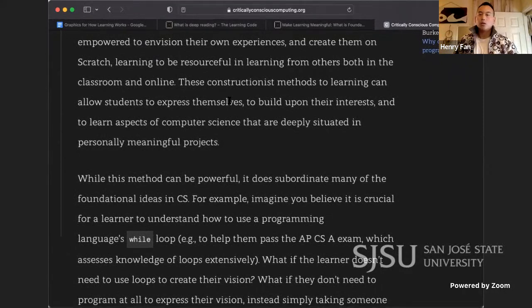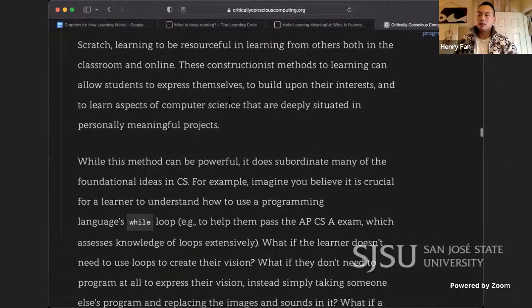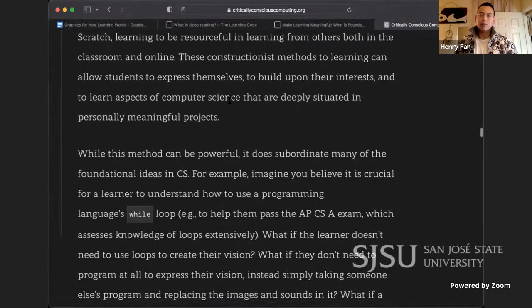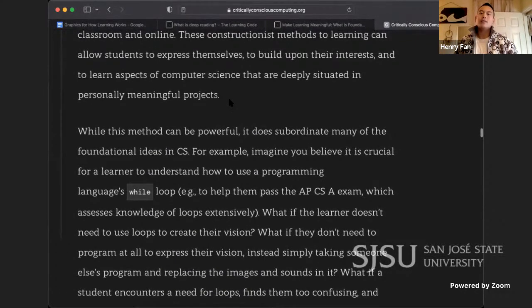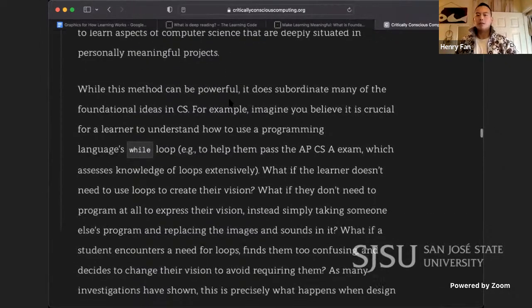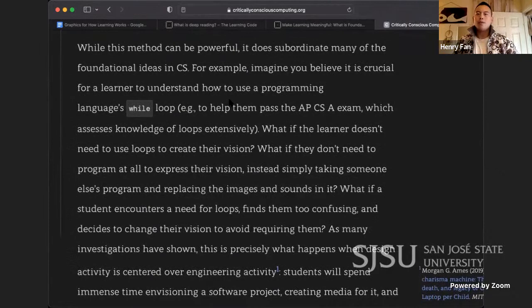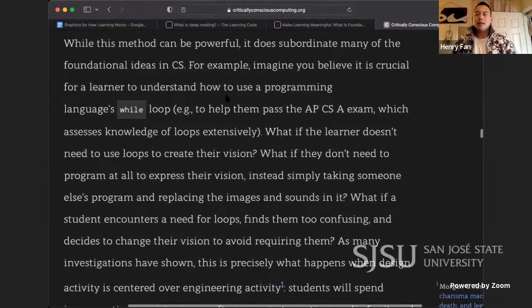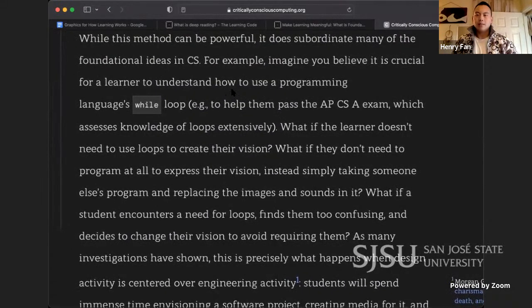on Scratch. Learning to be resourceful in learning from others, both in the classroom and online, these constructionist methods to learning can allow students to express themselves, to build upon their interests, and learn aspects of CS that are deeply situated in personally meaningful projects. While this method can be powerful, it does subordinate many of the foundational ideas in CS.